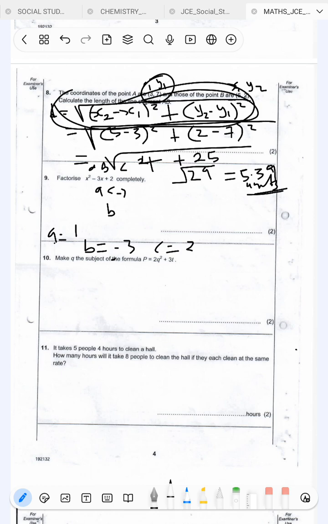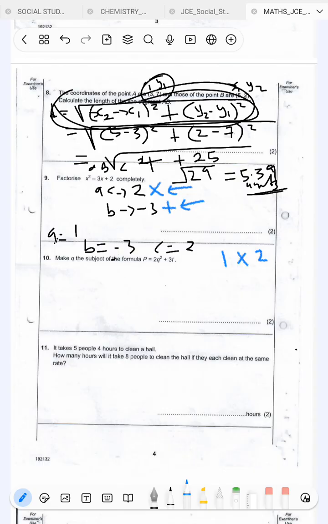If you multiply AC, what do you get? A is 1 and C is 2, so you get 2. And then B is -3. So we're going to look for two numbers that when you multiply them give you this, and when you add them give you -3. What are those two numbers that multiply to give +2 but add to give -3? To get a 2, you can multiply 1 times 2. Those are the only numbers that you can use.